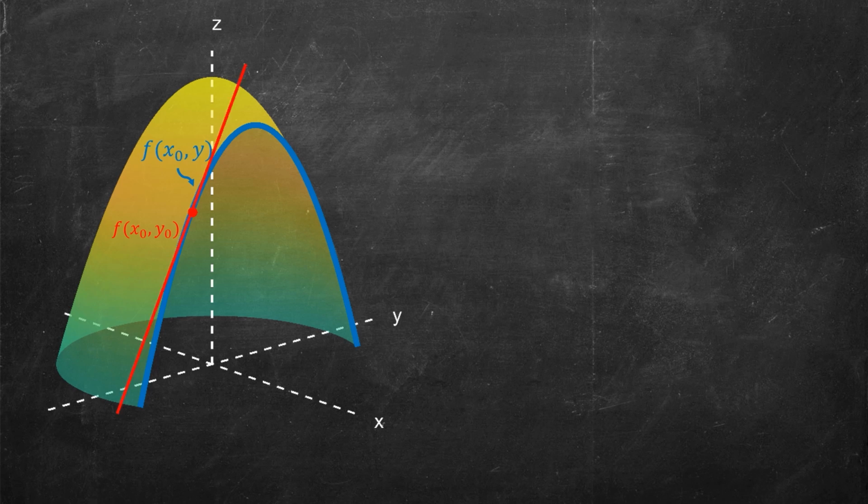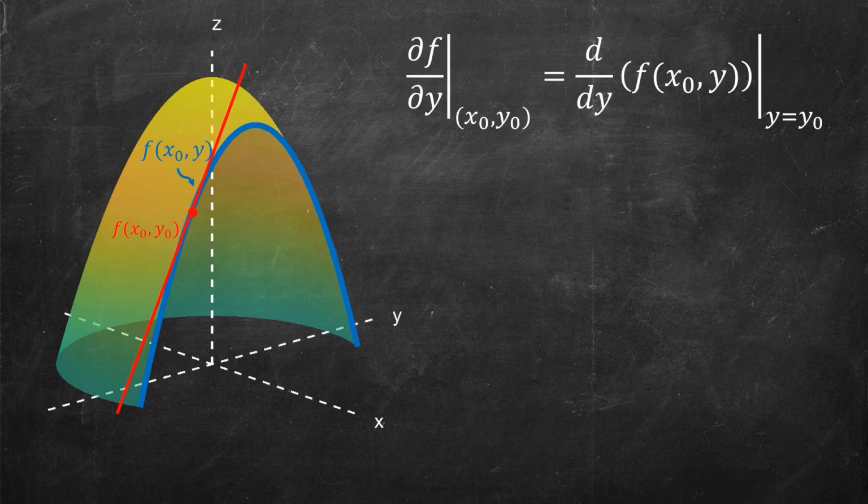So from this, I can also ask what is the slope of the tangent line to this f of x naught comma y. And the slope of that tangent line is a question that we can answer in first year calculus. Hence, I'm going to define my partial differentiation in the following way. I will say that the partial derivative of f with respect to y, evaluated at the point x naught, y naught, that's what the long vertical bar means, is nothing but the single variable derivative d dy of this function that only depends now on y, this function f of x naught comma y.